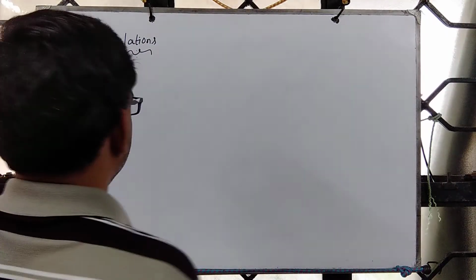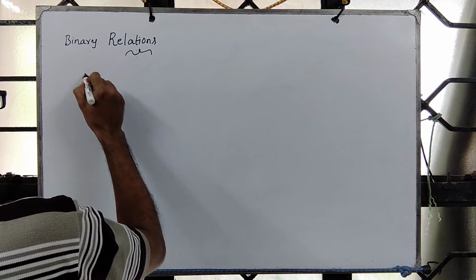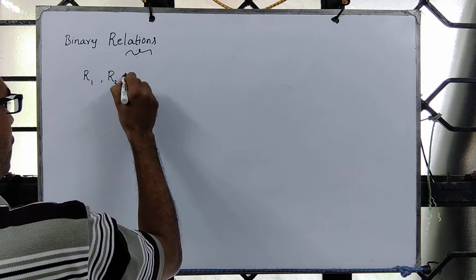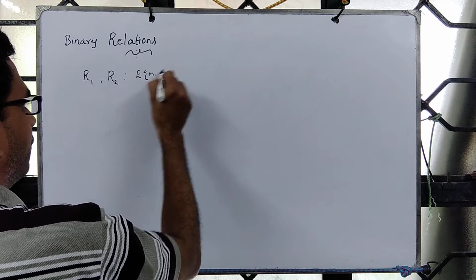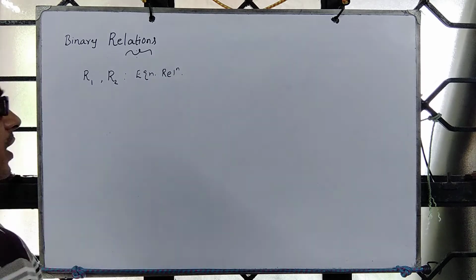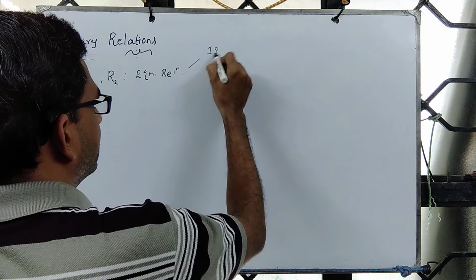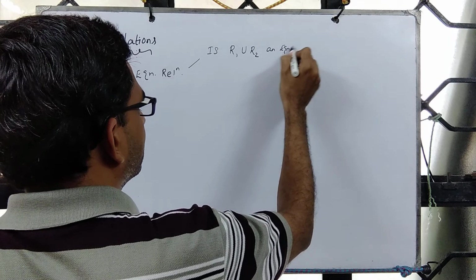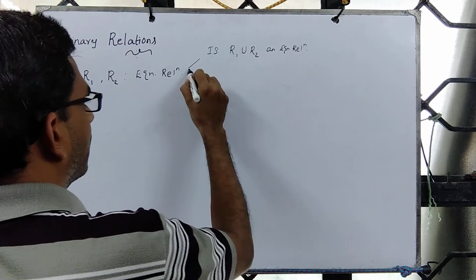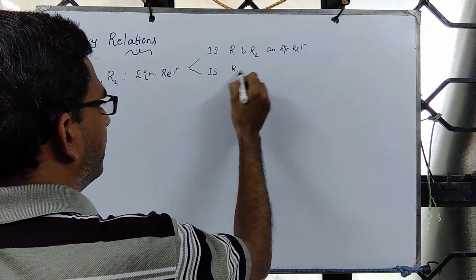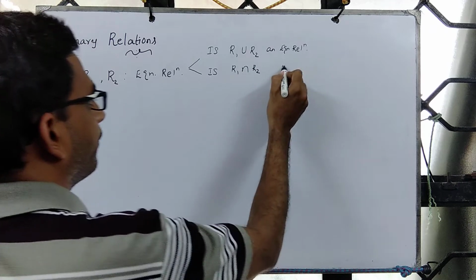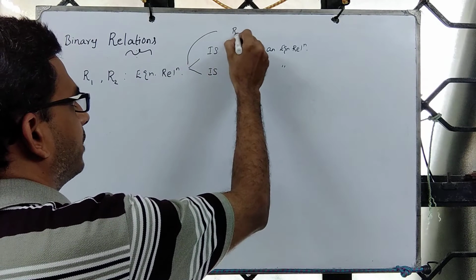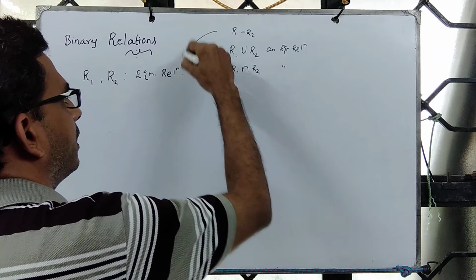Let us continue our discussion on equivalence relation. Suppose we are given two relations, R1 and R2, both are equivalence relations. Now we ask, is R1 union R2 an equivalence relation? And how about R1 intersection R2? In fact, you can ask about other set theoretic operations, R1 minus R2 and R1 complement.